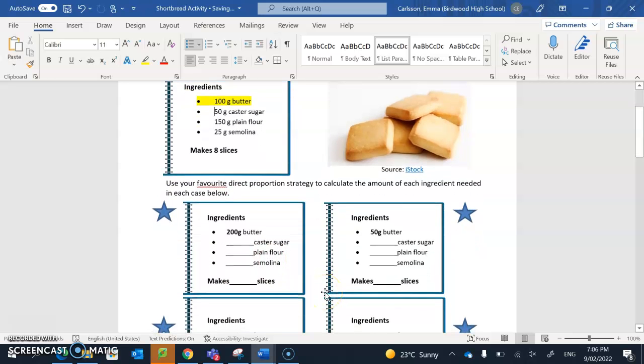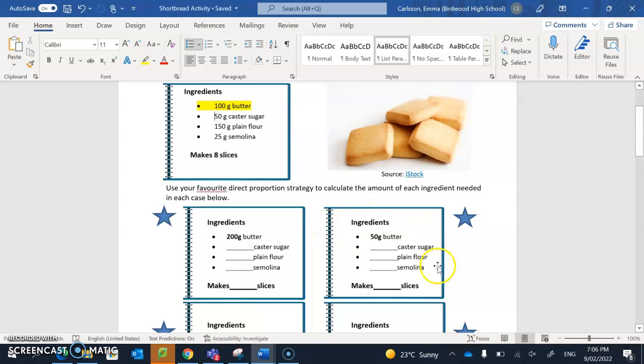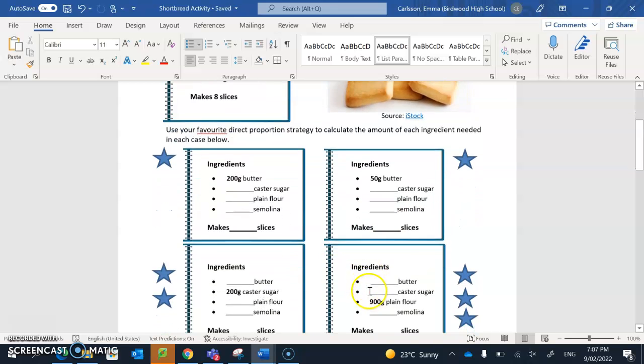Times tables. Same here, I might give you a little bit of a hint. If we're using 50 grams of butter, the original recipe only calls for 100 grams of butter. If you're only using 50 grams of butter, look at the relationship between 100 and 50. You must have done something to get from 100 to 50, therefore you need to follow suit throughout the rest of the recipe and decide how many slices you're making.